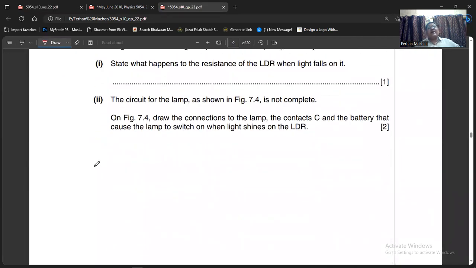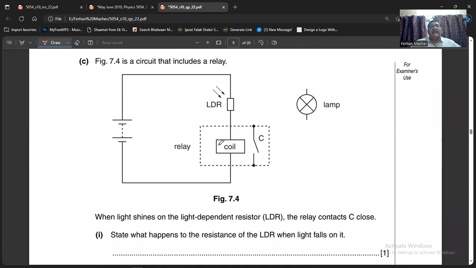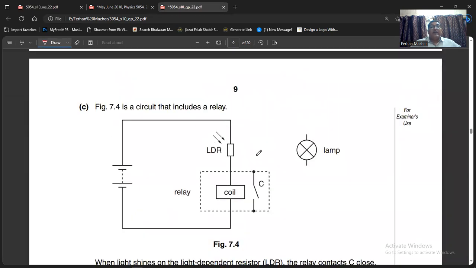Then their question is, the circuit for the lamp as shown in figure 7.4 is not complete. On figure 7.4, draw the connections to the lamp, the contact C, and the battery that causes the lamp to switch on when the light shines on the LDR. So here we have to complete this circuit. So you will add a battery here.